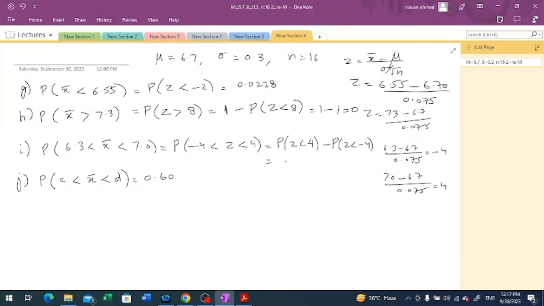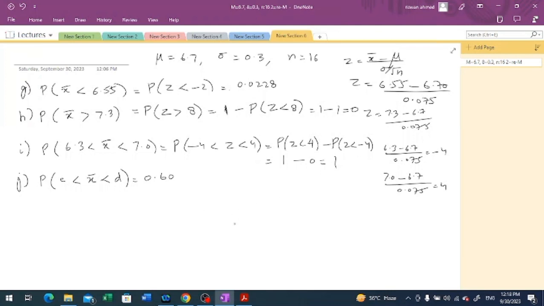and that would give us the probability across 4, which we have just dealt with in the previous part, is 1, and the probability across minus 4, because in the table it is given as a piece of information that if the probability across minus 3.9 is 0, then across minus 4 will also be 0. So 1 take away 0 is 1. So there is a 100% chance for the sample mean diameter to fall between 6.3 and 7 centimeters.